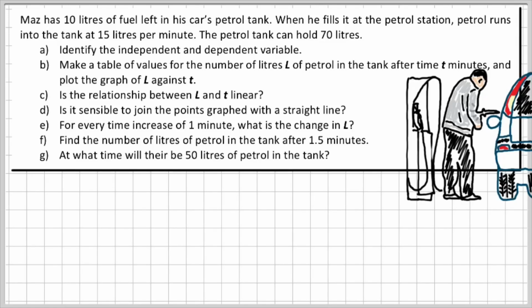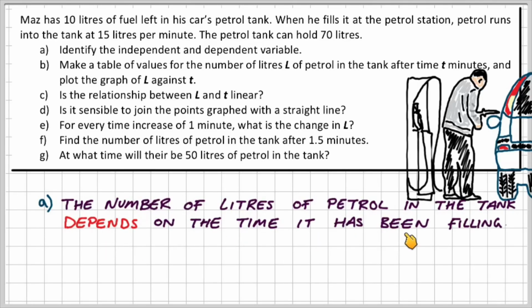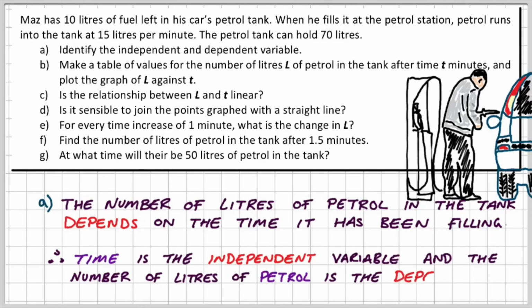So A, identify the independent and dependent variable. Think about this in terms of real life. As Maz is filling up the tank with petrol, the number of litres of petrol in the tank is going to depend on the time that it takes to fill the tank. So therefore we can summarize by saying the time is the independent variable and the number of litres of petrol is going to be the dependent variable. In other words, the amount of petrol depends on how long Maz is filling the tank for. So that's part A solved.